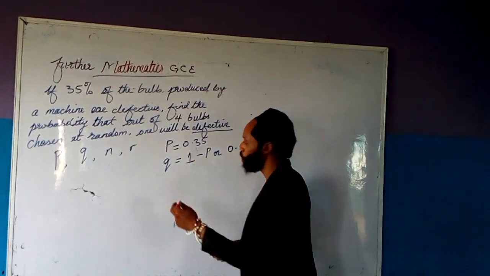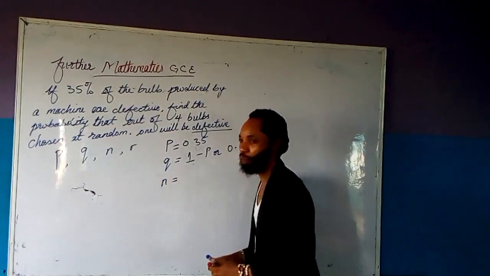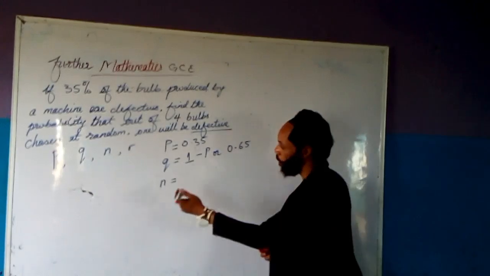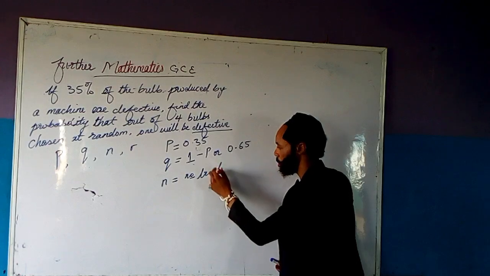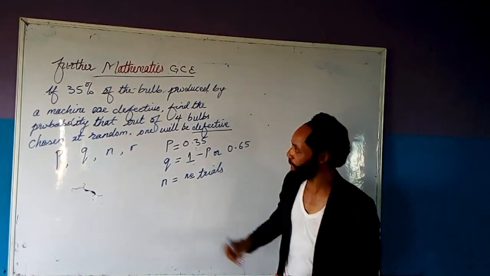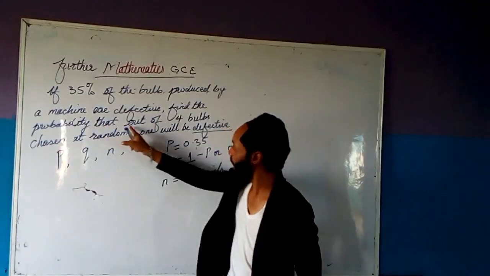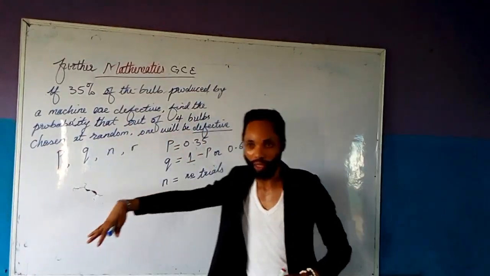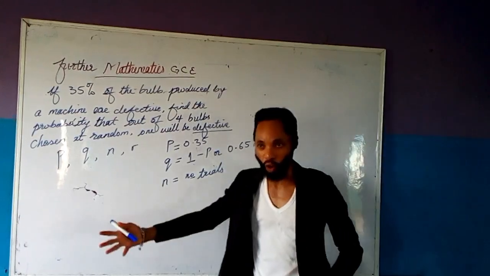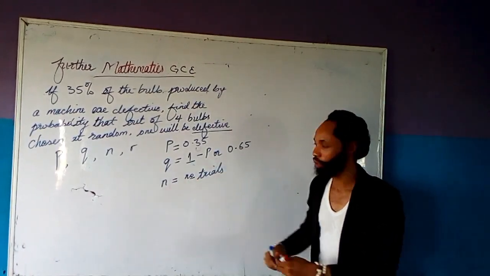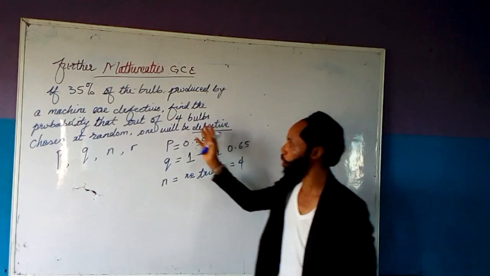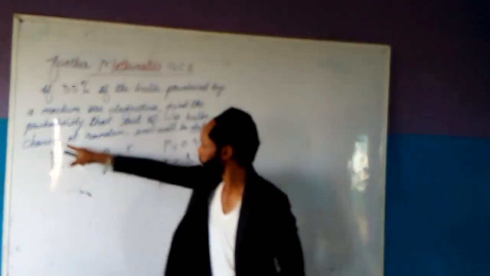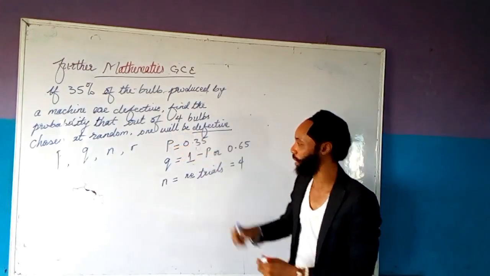Now, your N will be the number of trials. For this case, how many times? The probability is out of 4 bulbs chosen. So the number of trials will be 4. Out of 4 bulbs chosen at random, 1 will be defective.